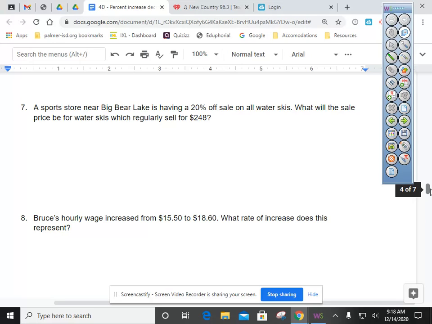Make sure you read it. The sports store near Big Bear Lake is having a 20% off sale on all water skis. What would the sale price be for water skis, which regularly sell for $248? $49.6.